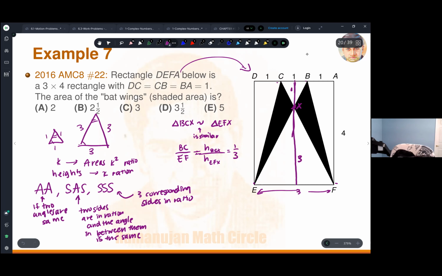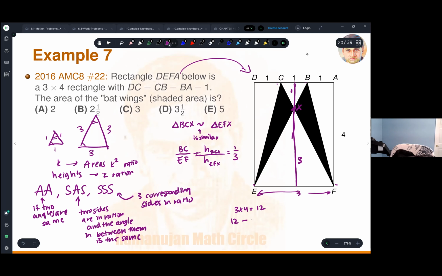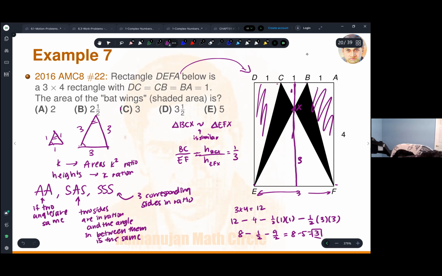So right now we have that the total area is obviously 3 times 4, which is equal to 12. So now from 12 we're going to subtract the 4 we got from these triangles, and then from the other triangles we're going to subtract half times 1, minus half times 3 times 3. So that's 8 minus half minus 9 halves, which is equal to 8 minus 5 equals 3. So that's our answer.